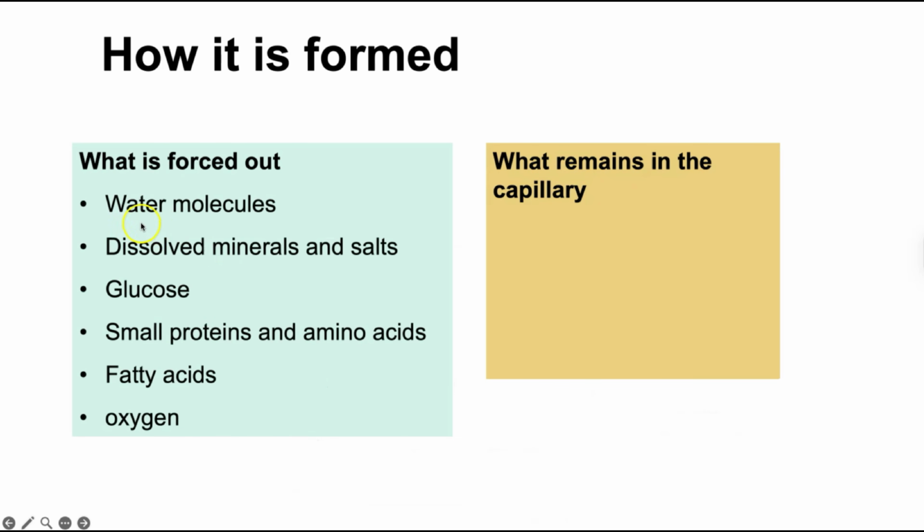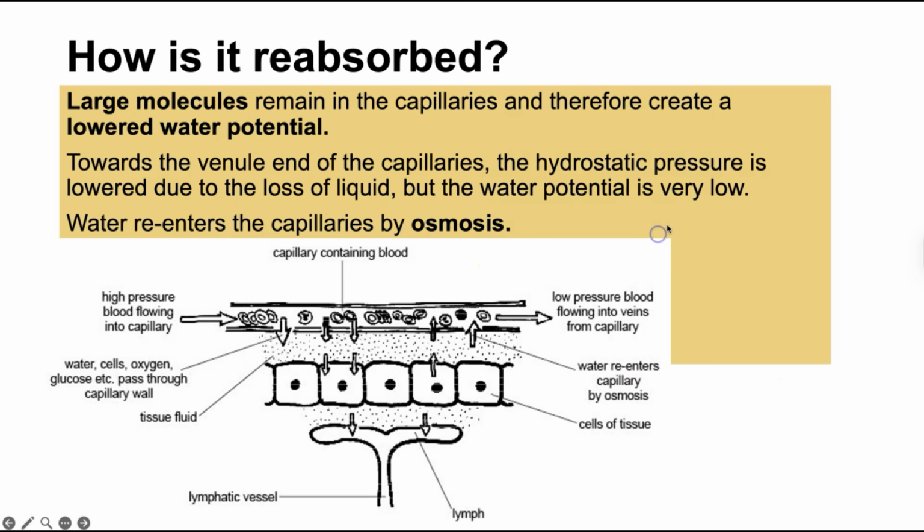So what is forced out then? Water, dissolved mineral ions, glucose, small proteins, amino acids, fatty acids, and oxygen. But anything that's too big to be forced out will remain in the blood in the capillaries. And that is primarily large proteins, also red blood cells and platelets, but the marking point is normally large proteins. And this is important because it helps to explain how the water from tissue fluid gets reabsorbed.